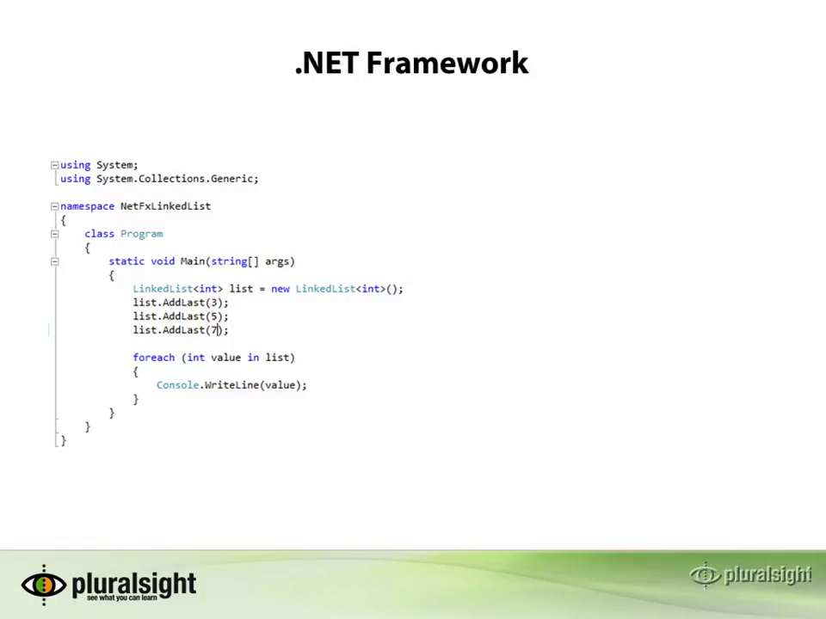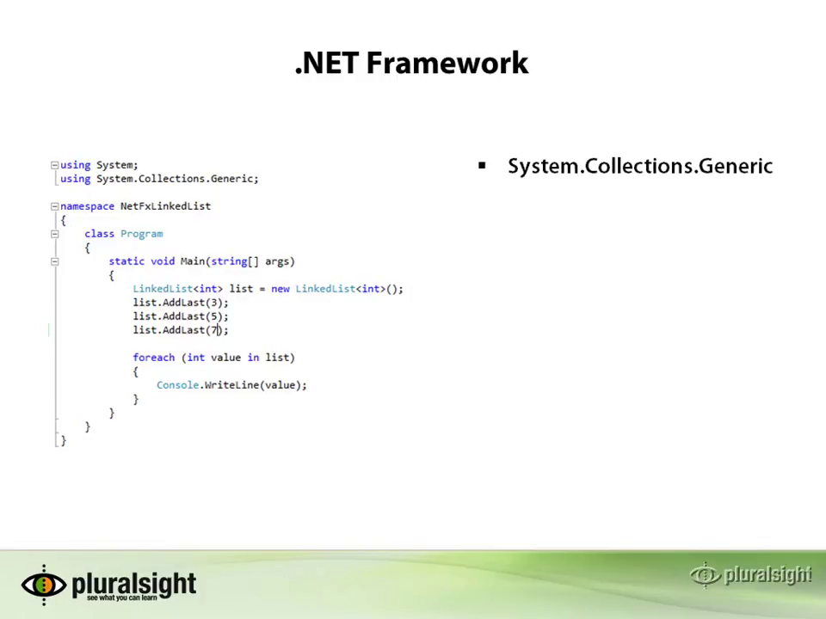The .NET Framework linked list class is very similar to the class that we created. It goes by the name LinkedList. It's a generic class, so in this example, I provided an integer parameter. We can see that we're adding the values 3, 5, and 7 using the AddLast method, and then we're able to enumerate each of those values and print them out. Now this is very similar to what our code looked like using our linked list class.